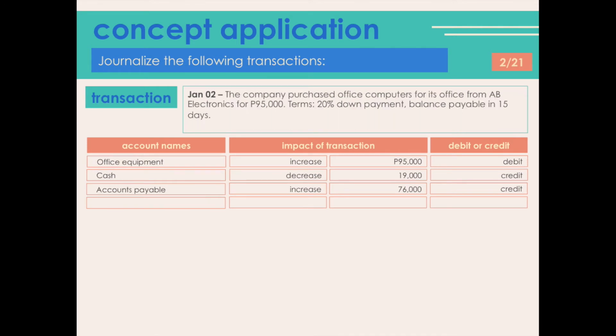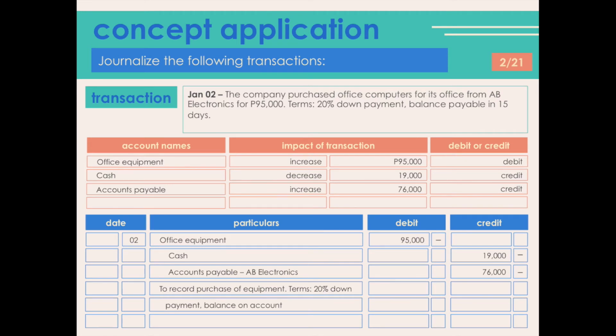Next, we have January 2. The company purchased office computers for its office from AB Electronics for 95,000. Terms: 20% down payment, balance payable in 15 days. First, we debit office equipment for 95,000 pesos since this is the value received by the company. We use office equipment since the computers would be used for the company's office. Then we credit cash for 20% of 95,000 or 19,000 pesos and credit accounts payable for 76,000, which is the remaining unpaid balance.